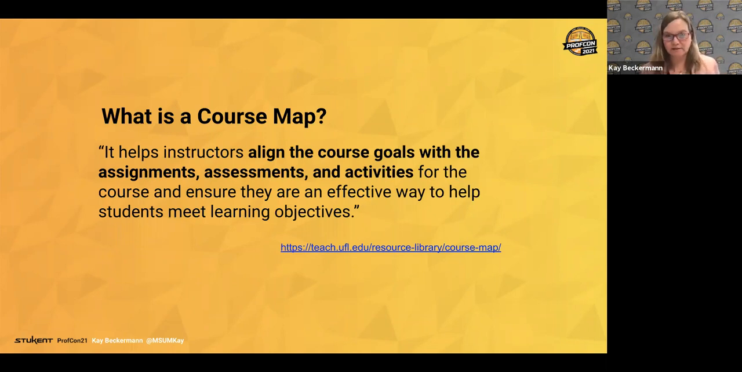So through the creation of a course map, we are going to learn how to take every possible idea that we have and structure it so that students are having a coordinated and curated learning experience.